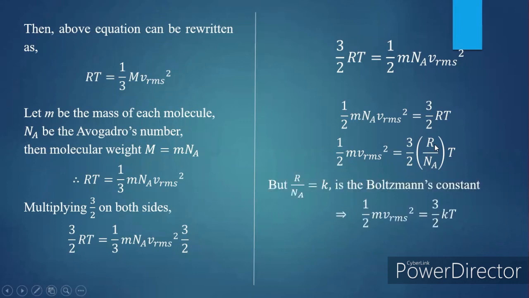V is the volume of the given gas. R divided by NA is Boltzmann constant. Therefore, 1 by 3 m VRMS square, where m is the mass of the single gas molecule, is equal to 3 by 2 kT. Then rearrange.